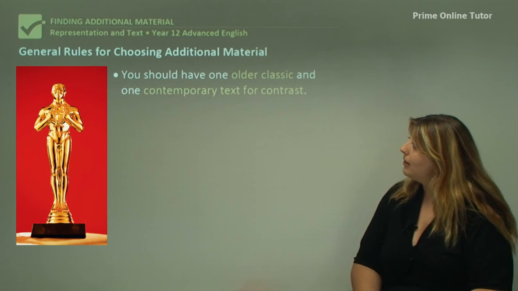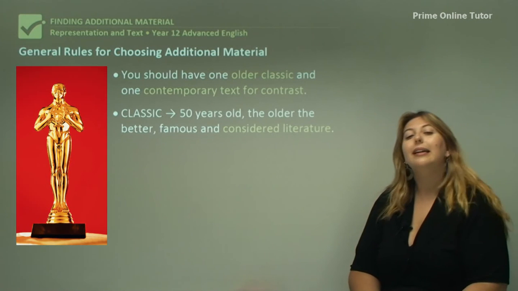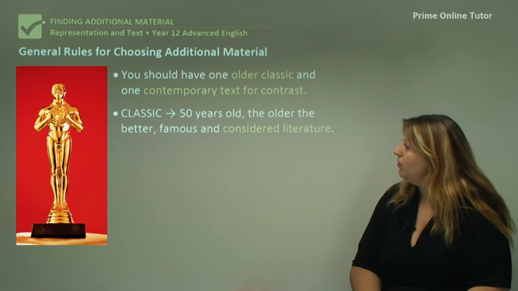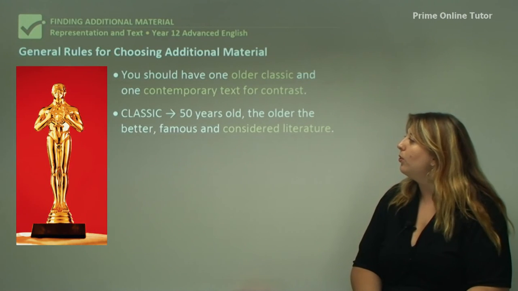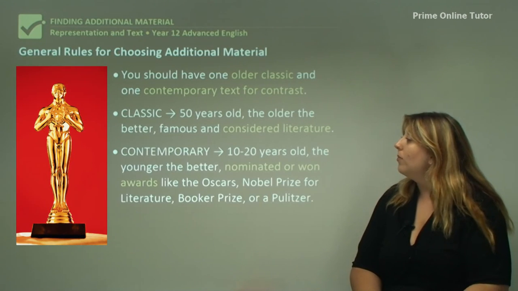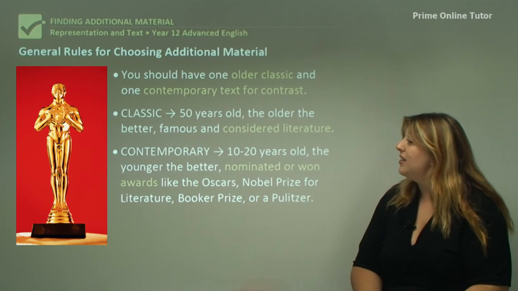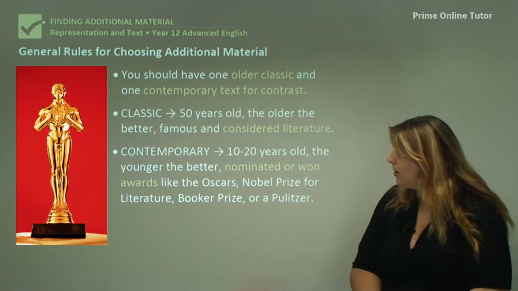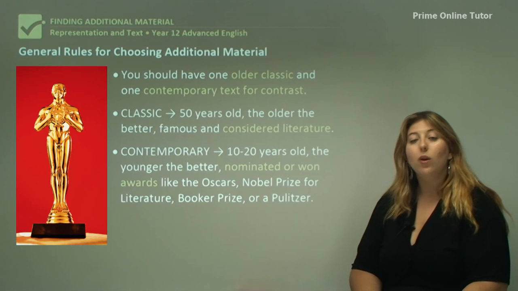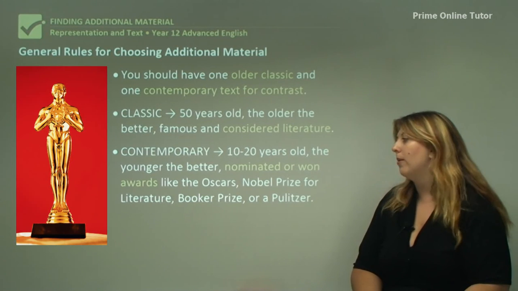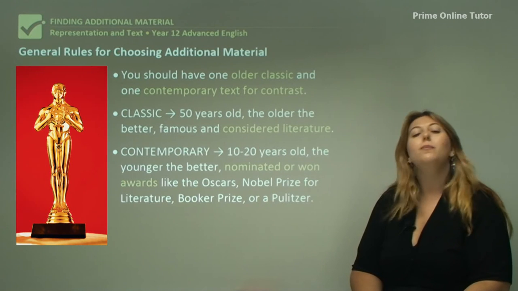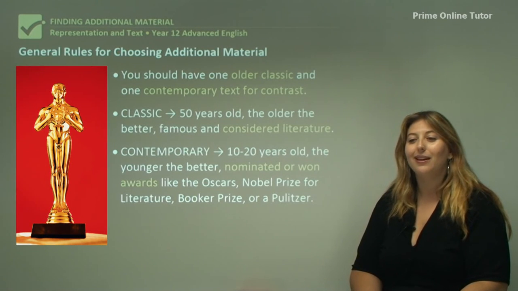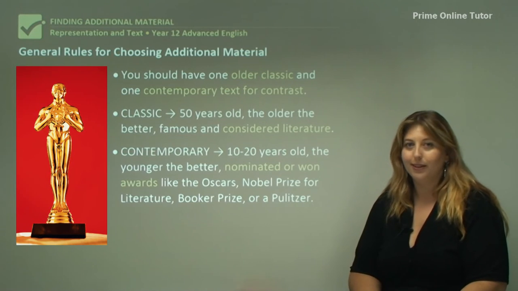You should have one older classic and one contemporary text for contrast. So when we say a classic, we mean 50 years old, the older the better, famous and generally considered literature, so it's got a good reputation. When we say contemporary, we mean less than 10 to 20 years old, the younger the better, and nominated for or has won awards like the Oscars, Nobel Prizes for literature, the Booker Prize, or a Pulitzer. So you don't want to just pick your favorite text, you want to pick something that has a lot of oomph to it.